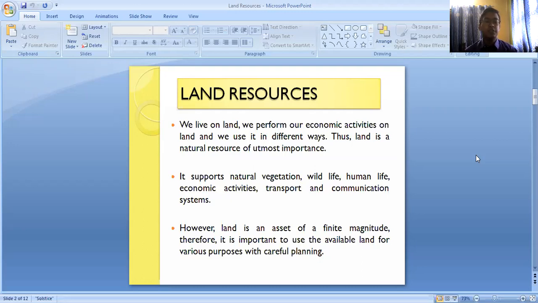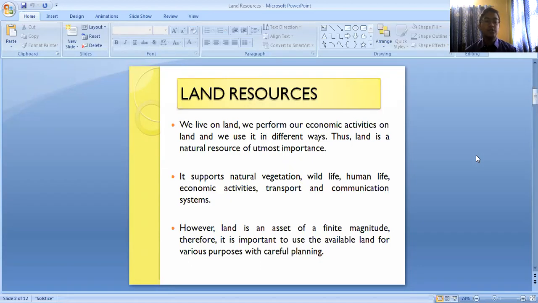For example, the food which we eat comes from the land. The houses we construct are on the land. The transportation facilities develop on the land. Even the mineral resources which we get come from the land. So the land resource is a natural resource of utmost importance. Land resources support the natural vegetation, that is the forest. It supports the wildlife, human beings, different types of economic activities, transport and communication systems, etc.